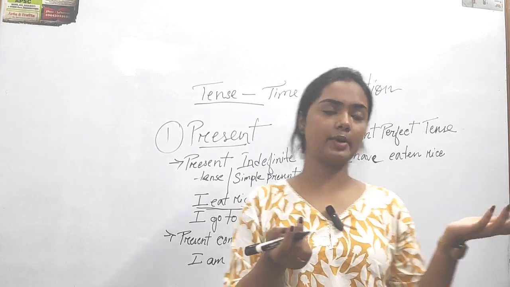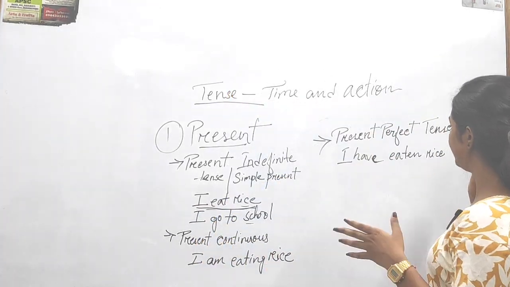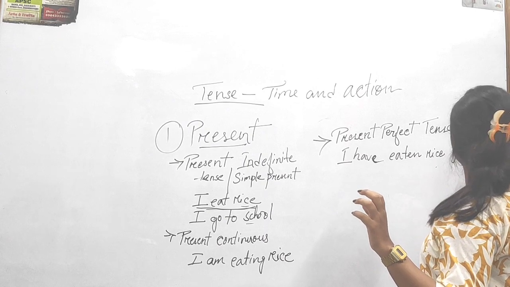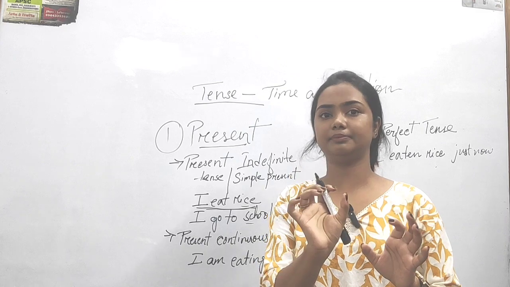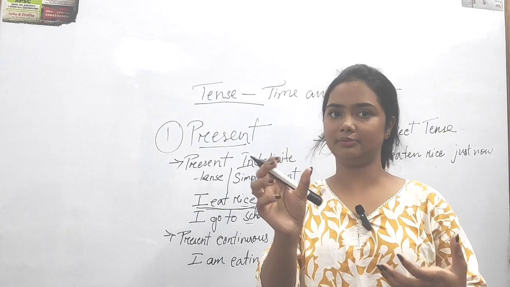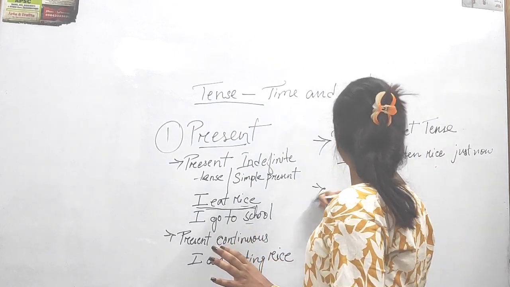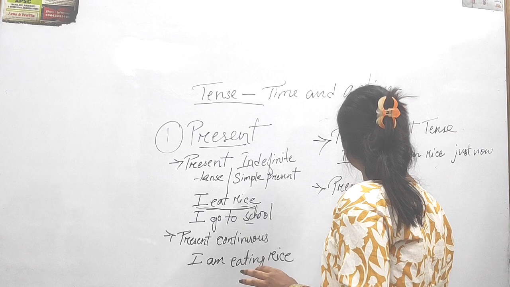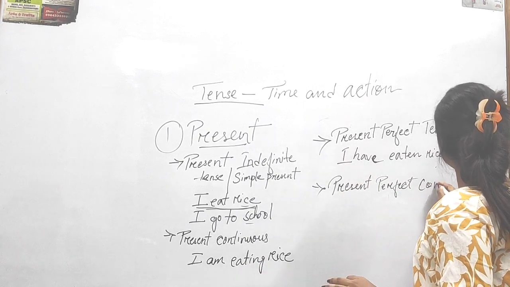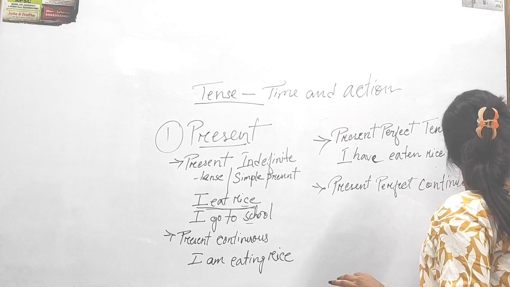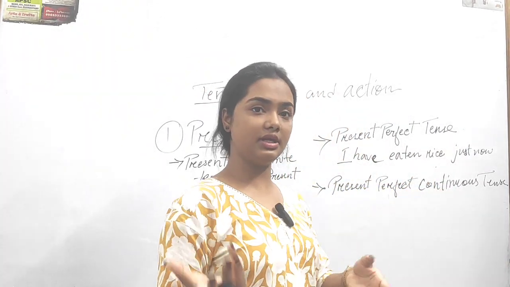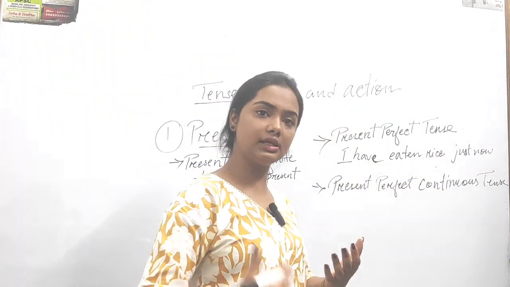The trick to detect such a question is that there might be words like just now, or they will give you a definite time, like I have eaten rice at a time. So that's a trick for you. Next is your present perfect continuous tense, which tells you about an event which has started before and is still going on.